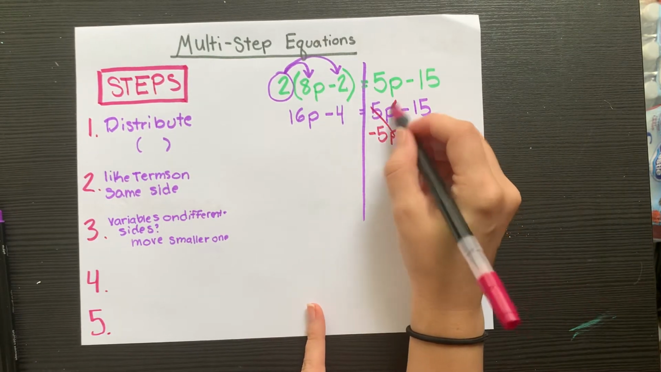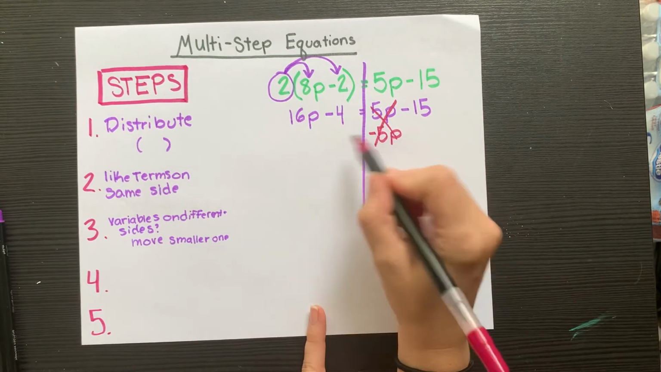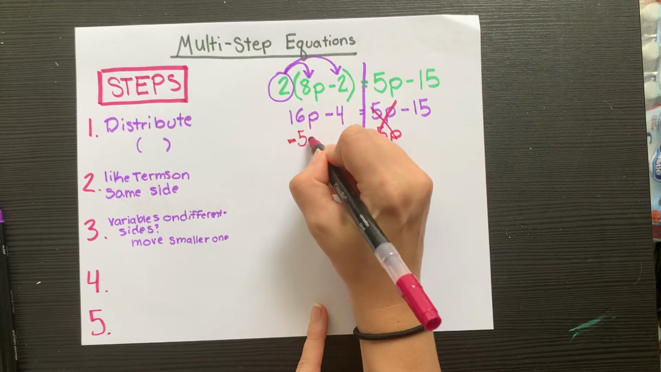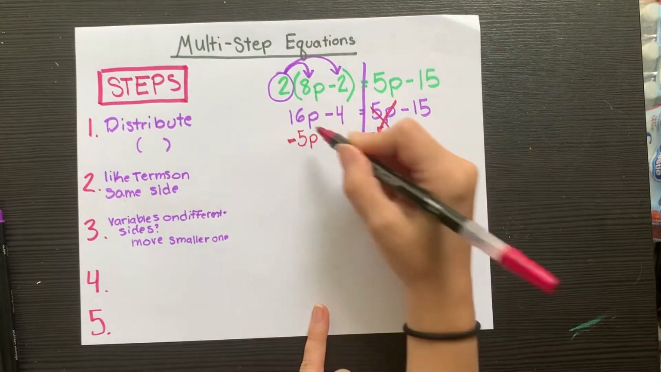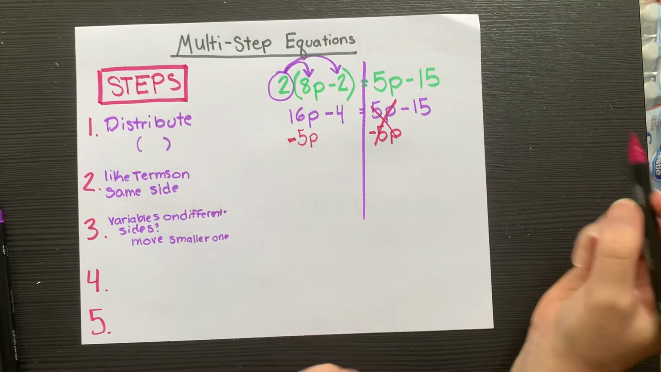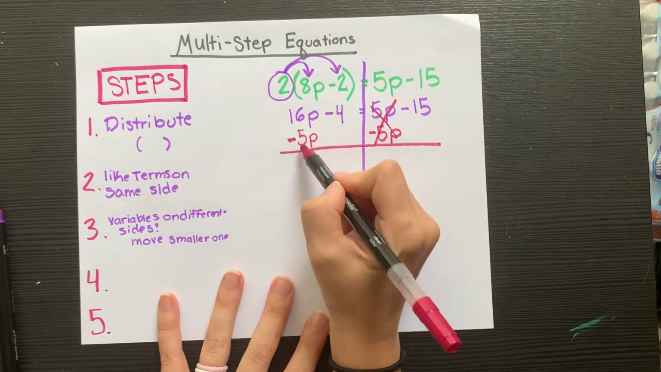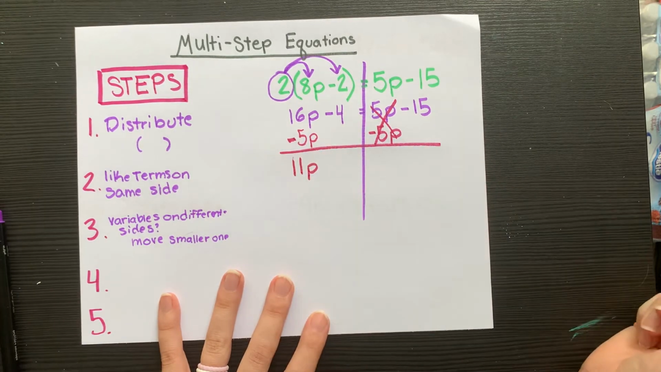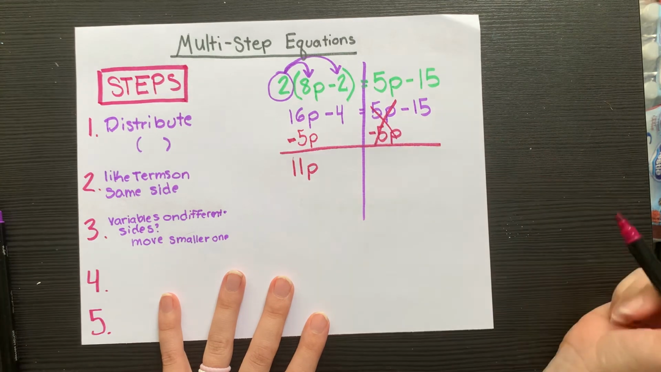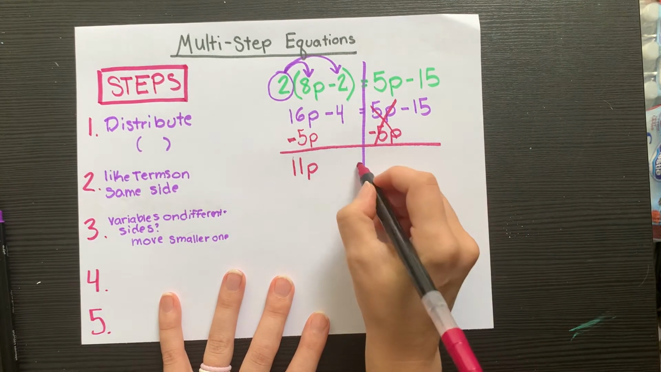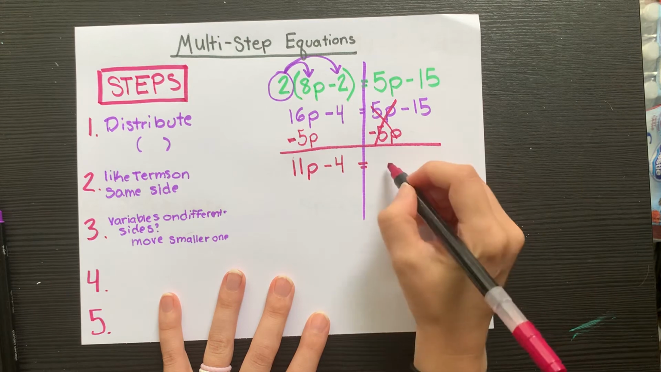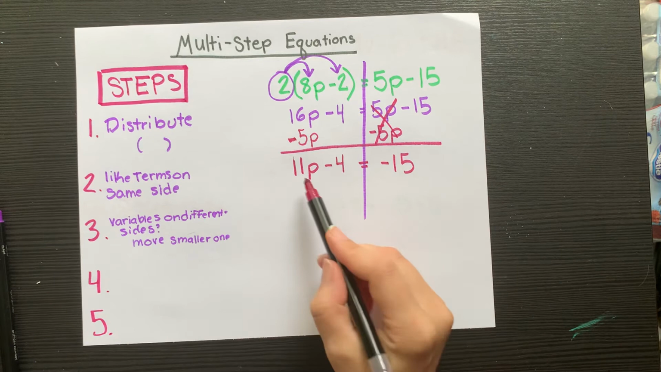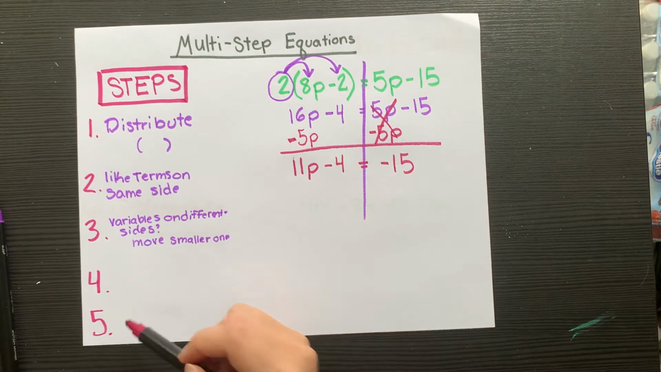Positives and negatives cancel out. I have to keep the sides equal, so I have to do it on both sides. Since it has a p on it, I'm going to write it under the 16p, right? You want to keep everything grouped together. So I've got my p's. We do that. 16 minus 5 is 11. We've got 11p there. Those ones canceled out. Bring everything you didn't use down. I didn't use the minus 4 or the minus 15. Bring those down. At this point, you'll have a 2-step equation once you get to the last 2 steps.